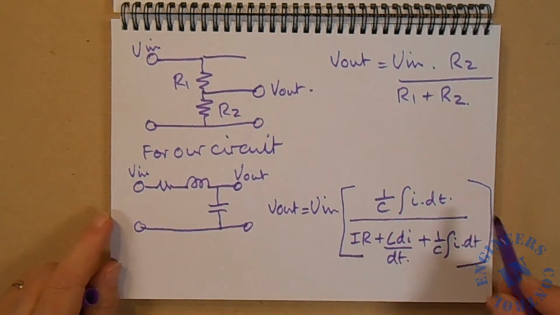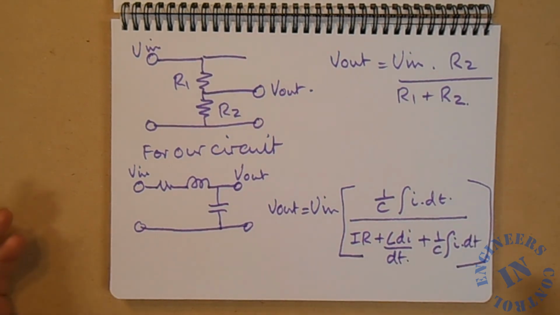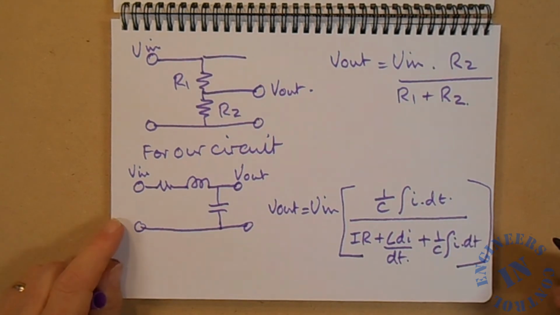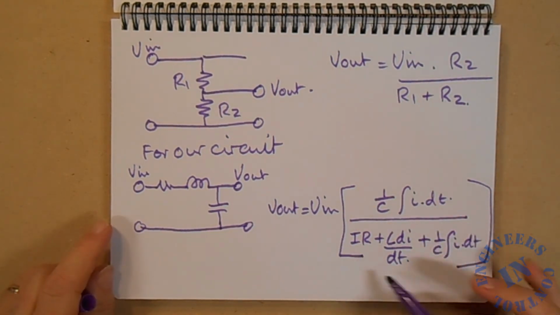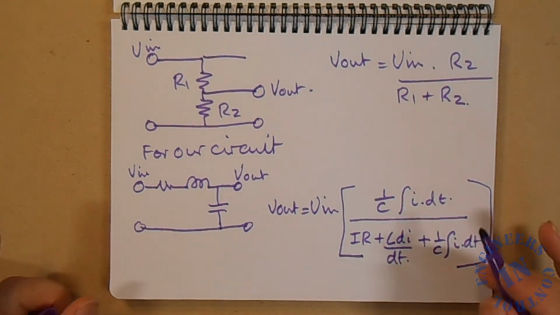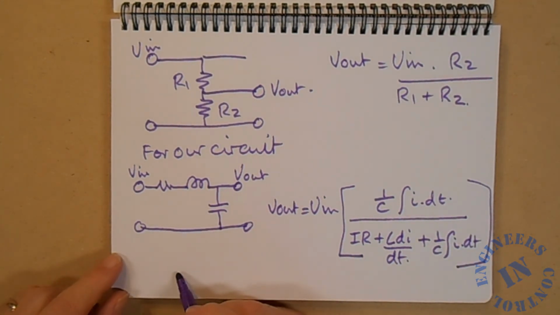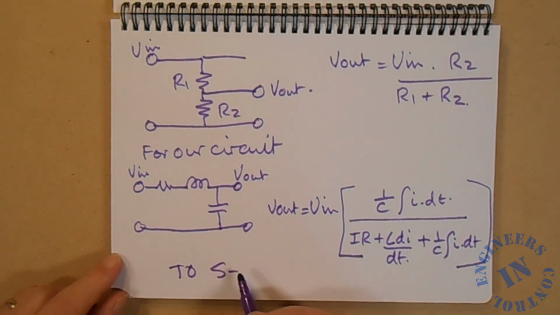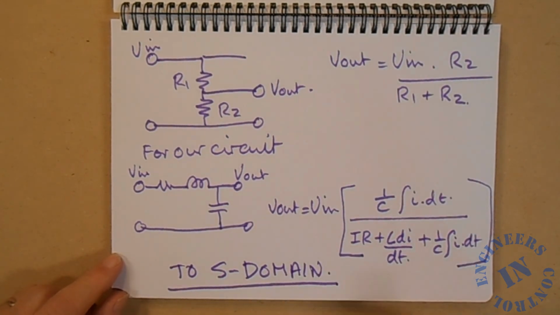And that is what gives us the output, and this is where it gets really messy. I just falter when I start trying to solve a thing like that. But fortunately, we control engineers have a much better way of doing it, and we convert these into the S domain. And that is what I'm going to start talking about in the next few talks.